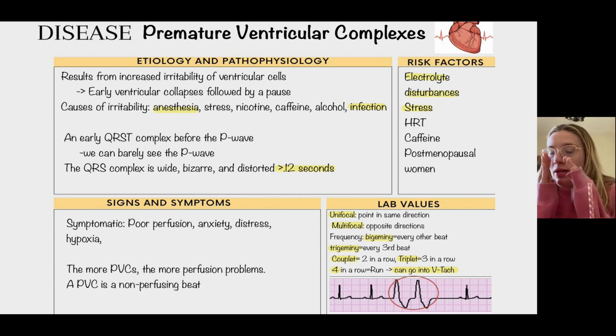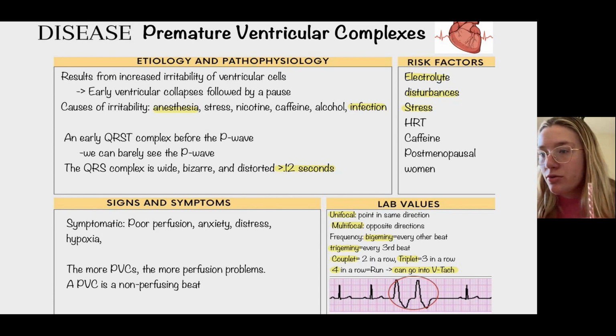Again, if we look down at the photo below, let's go from left to right. P, Q, R, S, T. P, Q, R, S, T. Q, R, S, T. Q, R, S, T. P, Q, R, S, T.